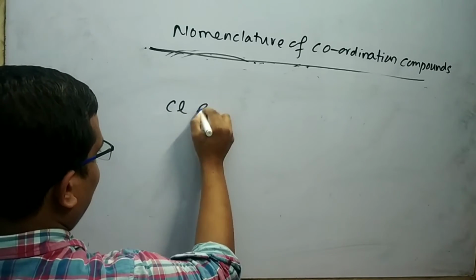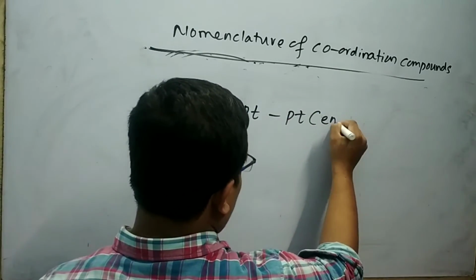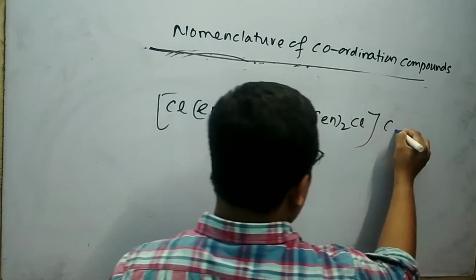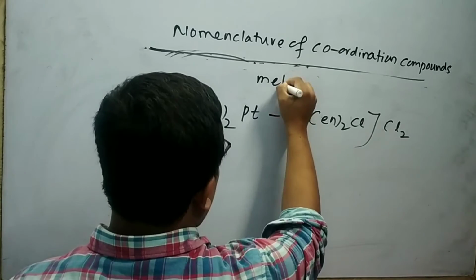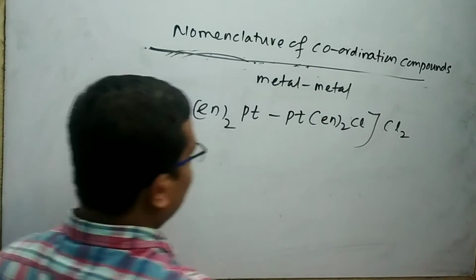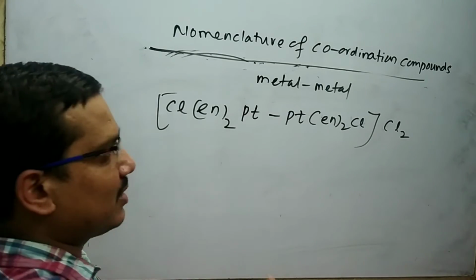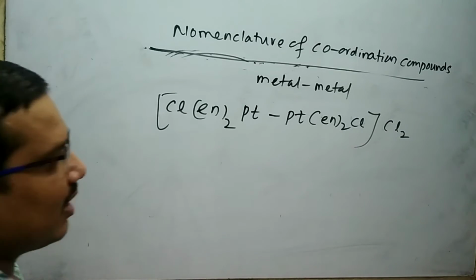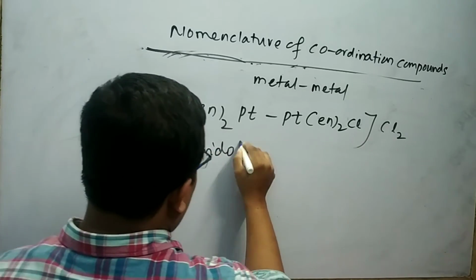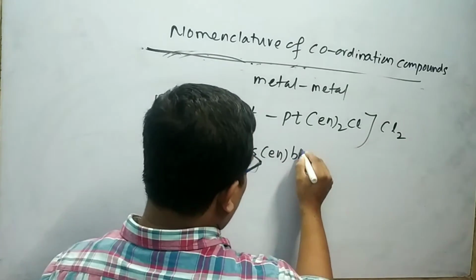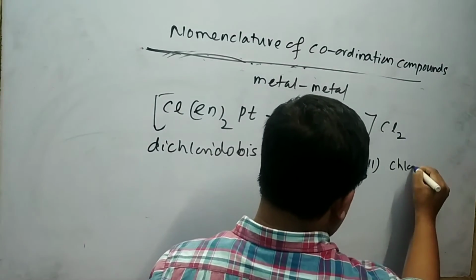Take another example: [Cl(en)2Pt-Pt(en)2Cl]Cl2. This is one type of coordination compound in which a metal-metal bond is present. For naming such type of coordination compound, we generally use the prefix bi before the name of the metal. The name of this compound is dichlorido bis(en) biplatinum(II) chloride.